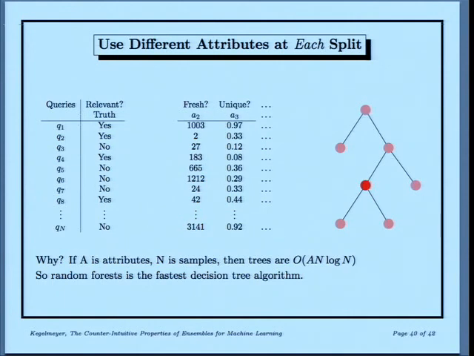So if I've got 30 attributes and I look at 3 at a time, I've sped up by a factor of 10. And in many popular bioinformatics applications, you might have thousands of attributes. If you look at 10 of them at a time, you get a massive speed up.